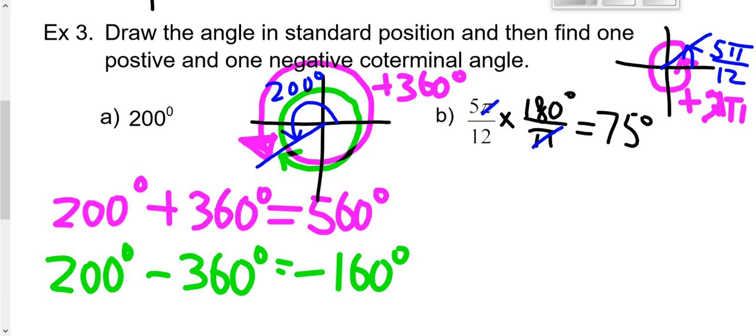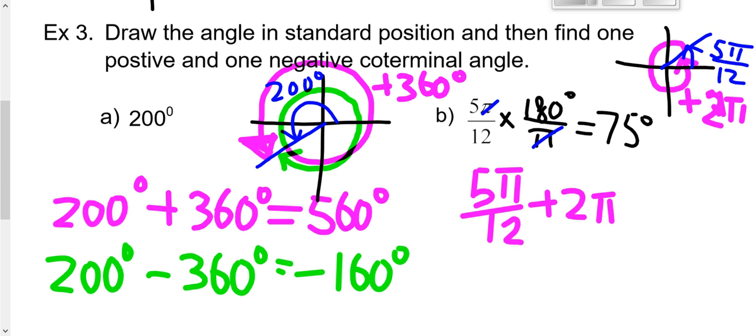So that means 5 pi over 12, and one full rotation counterclockwise, so you add 2 pi to that. If you don't know how to do that, never mind. I'll show you how you can do this on your calculator.